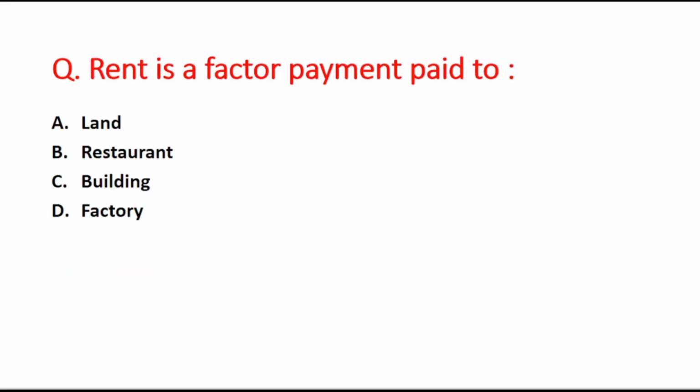Next is, rent is a factor payment paid to. A option is land, B option is restaurant, C is building, and D option is factory. The right answer is option A, that is land.